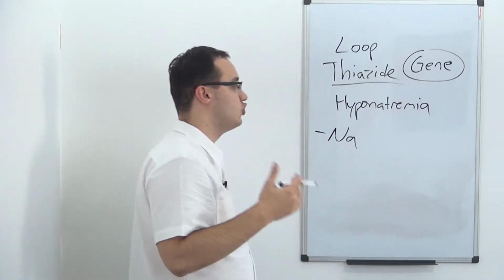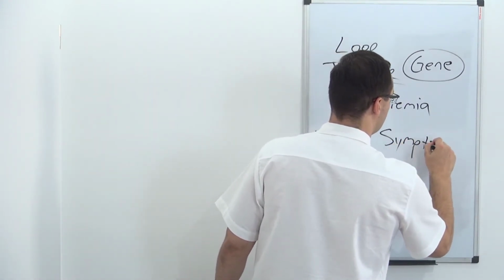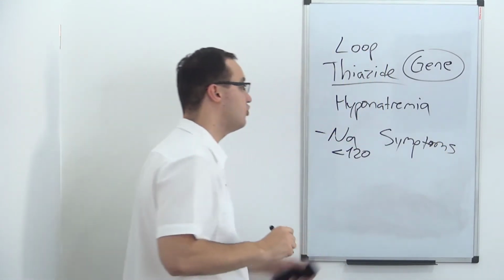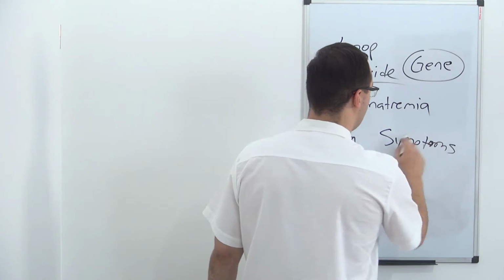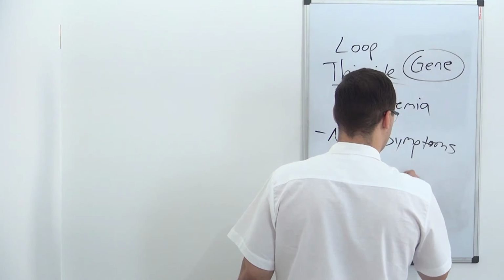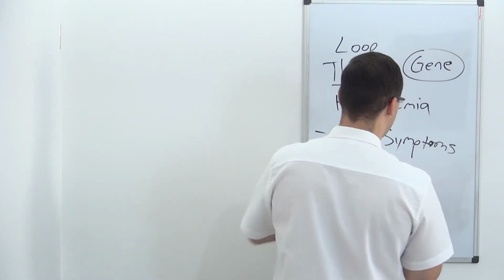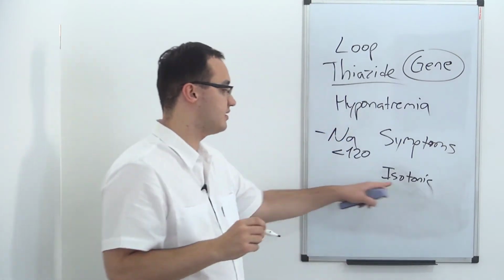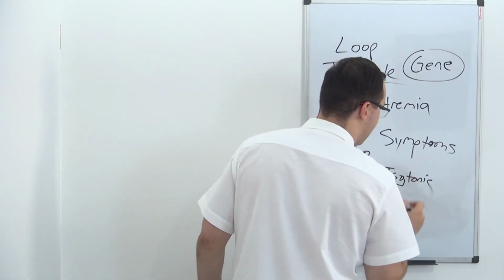And what we can also do, if you have a lot of symptoms and it's very severe, so the sodium level is very, very low, let's say less than 120, because the normal level should be more than 135, and you have a lot of symptoms, then you need to add some sodium. So, isotonic. Isotonic just means that it is a balance between the electrolytes. Iso means that it's in balance.